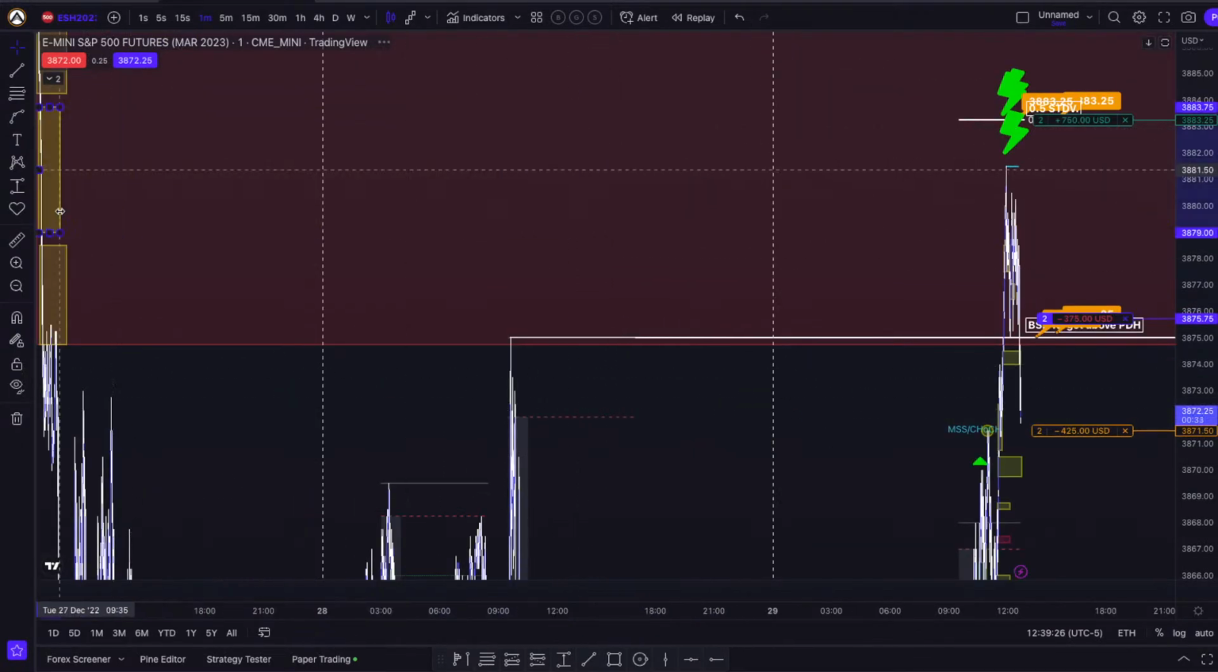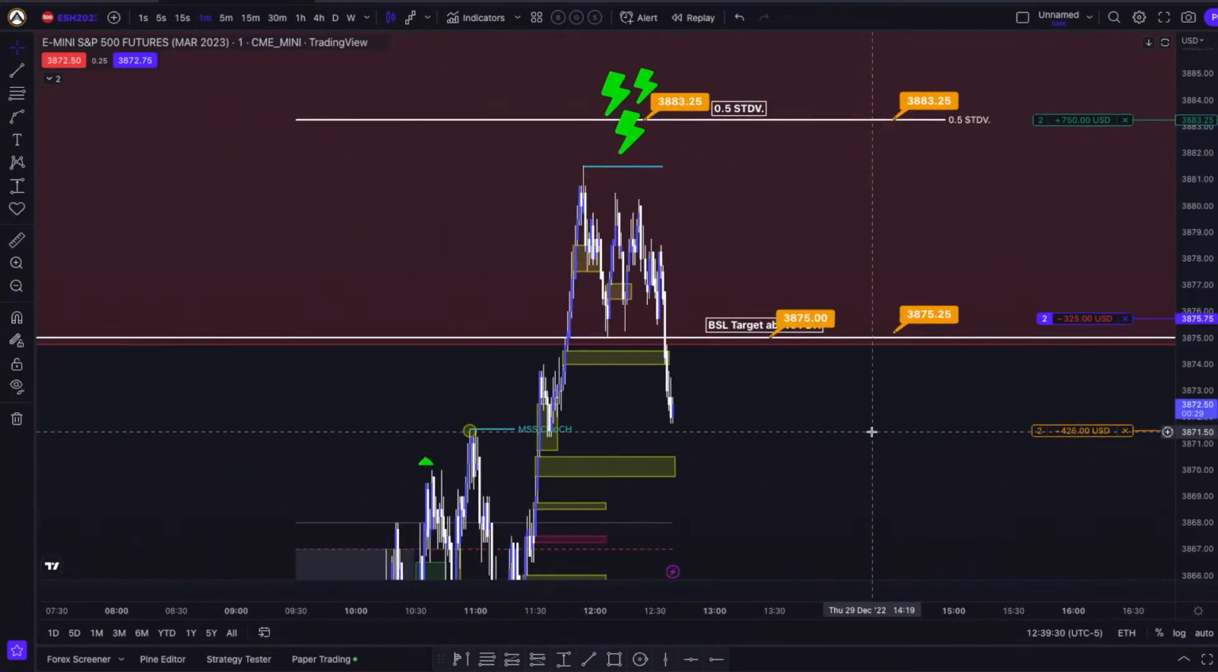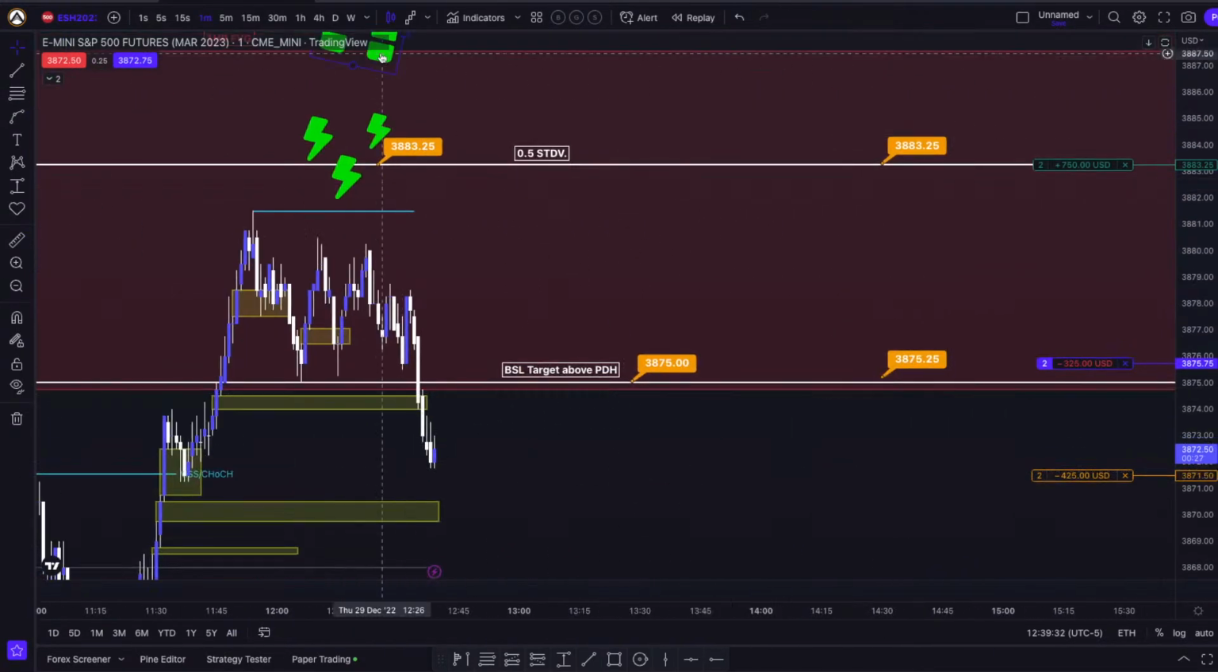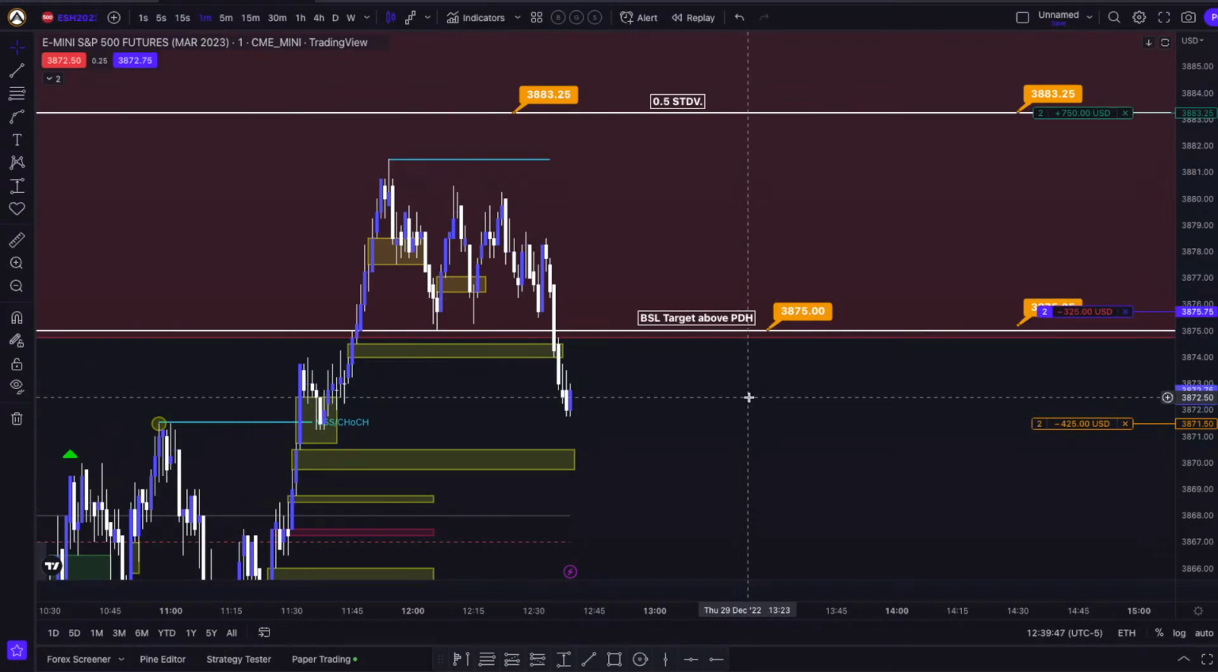So yeah, of course, the probability is there that it's going to hit at a 0.5 standard deviation up here, but it's not guaranteed. That hunt for the buy side liquidity above yesterday's high, we hit it. That's what I also said. If you are still in a trade, make sure to close out your profits.